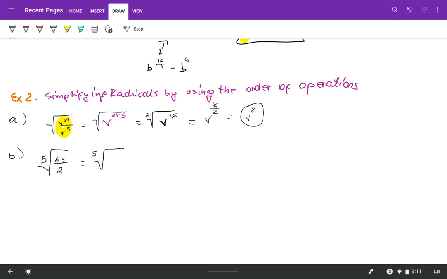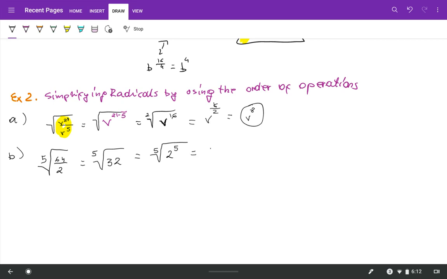Radical of index 5. 64 divided by 2, this is 32. Okay, and we want to simplify. But we can rewrite that 32 as 2 to the power of what? 2 times 2 is 4. 4 times 2 is 8. 8 times 2 is 16. 16 times 2 is 32. So 2 to the power of 5. So 32 is the same as 2 to the power of 5.